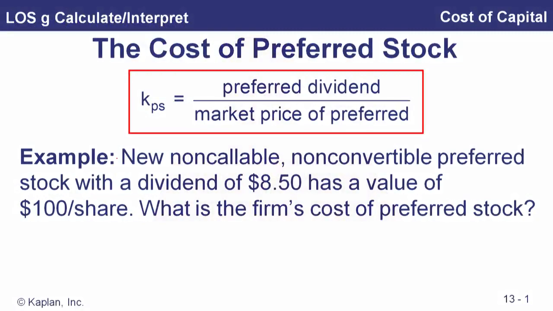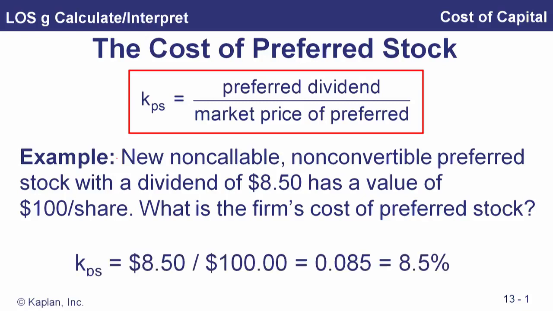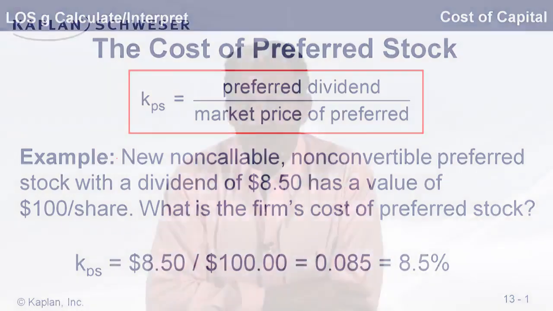So as an example of this calculation, if we've got a new non-callable, meaning it can't be called in, non-convertible, it doesn't convert into common stock, preferred stock, and so we assume it has no maturity, but pays a dividend that is $8.50 each year, and we see in the marketplace that each preferred share is priced at $100. So what's the firm's cost of preferred stock? Well, it's simply $8.50 over 100, or 8.5%. And again, there's no tax adjustment here because there's no tax deductibility of the payment of preferred dividends.